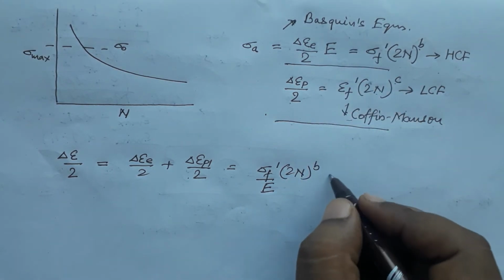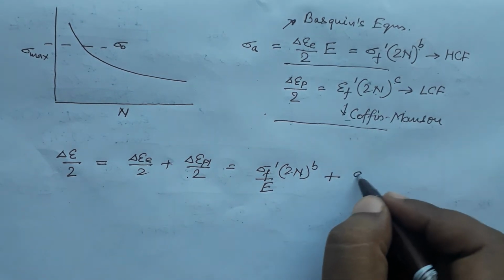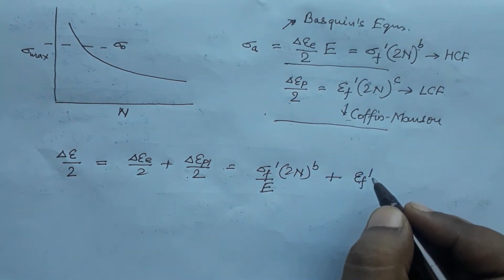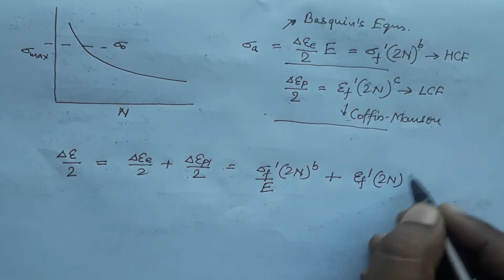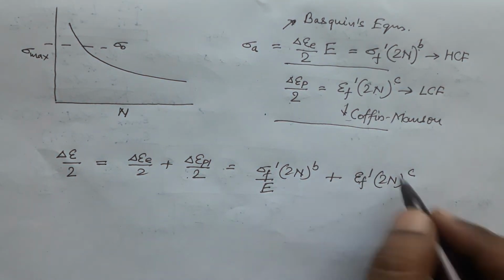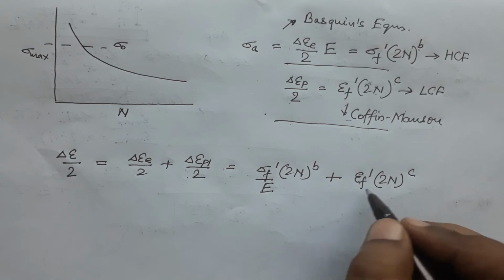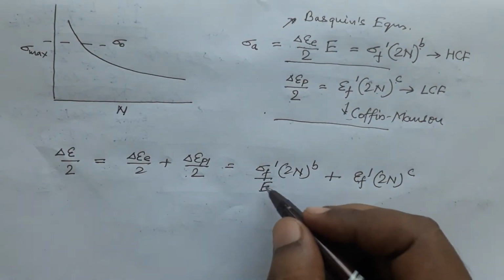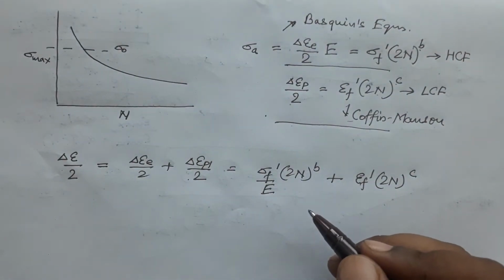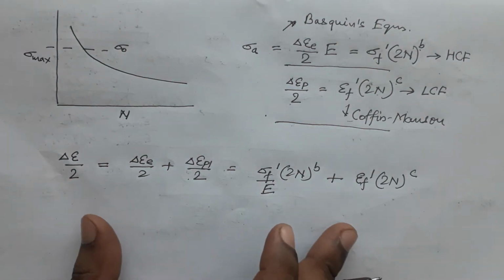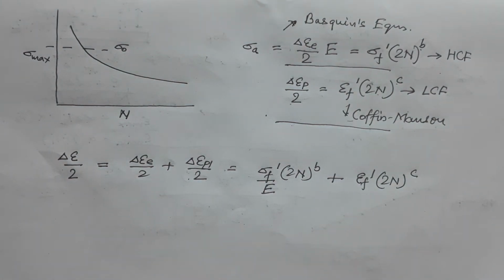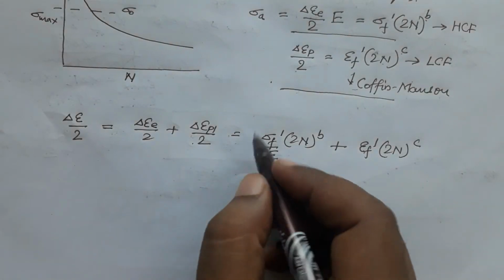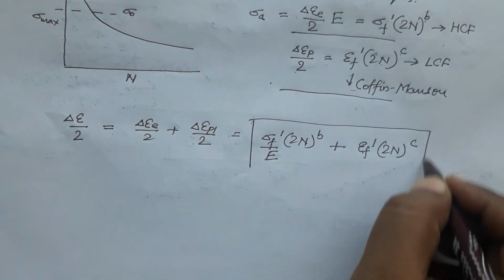So, that will go that side, plus in this case we will have E f dash into 2 n to the power c. So, there is this difference that there is no Young's modulus in this case, because we are obviously talking about plastic deformation here, and here it is elastic deformation. So, we have elastic modulus in the equation. So, we can have such an equation which can describe the whole curve of the fatigue life, which is elastic plus plastic both. So, this equation basically should be applicable to the whole curve.